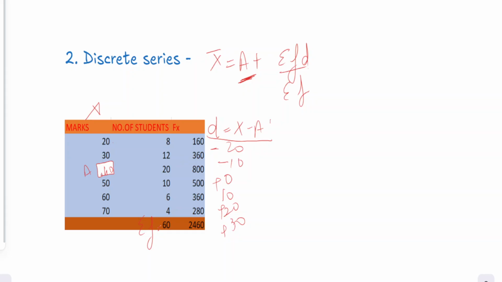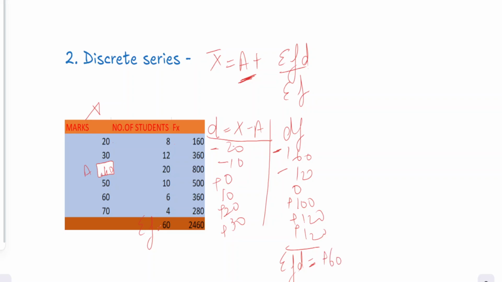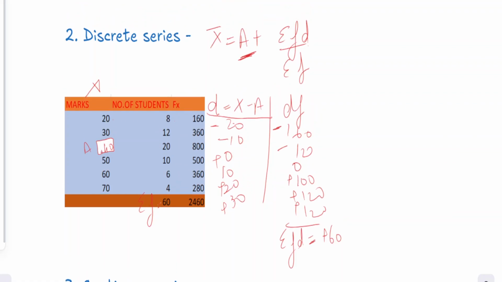Now you need to find out df, or fd, one and the same thing, which will be found by multiplying this value with the f value. Now when you multiply minus 20 with 3, you will get minus 60, then minus 120, then 0, plus 10, plus 120, then plus 120. Now you have to sum up these values, that will be summation of fd, that is plus 60. You have to consider your signs. If you forget to consider the sign, your answers will be different, so do not forget to consider your sign.